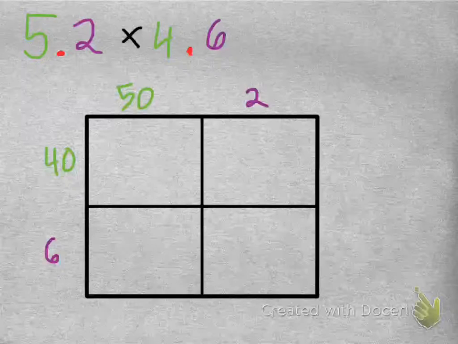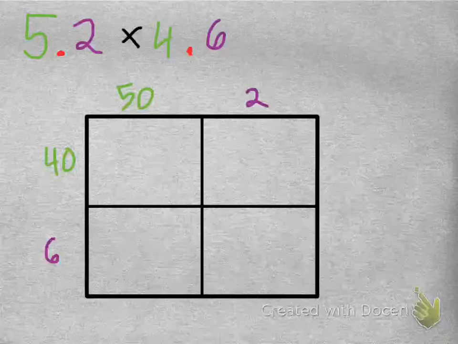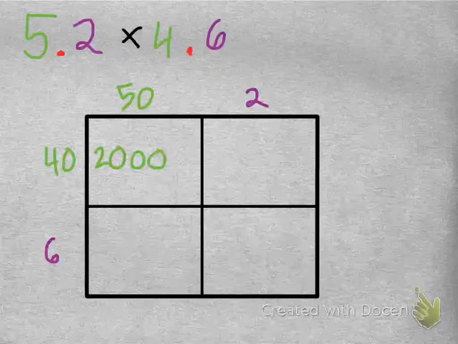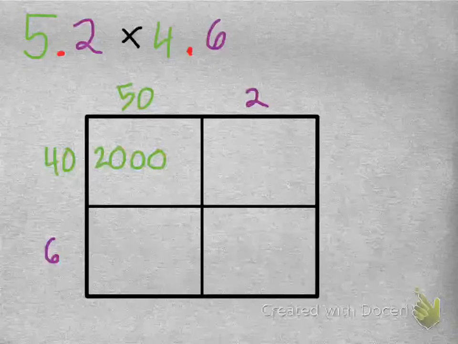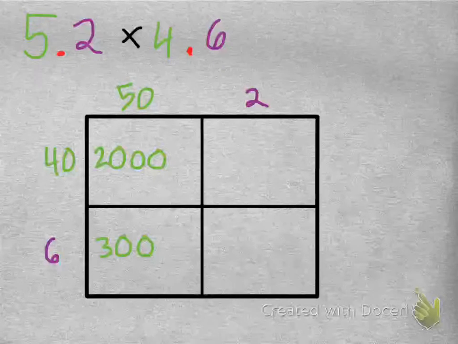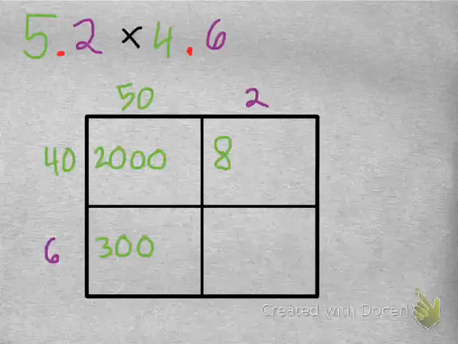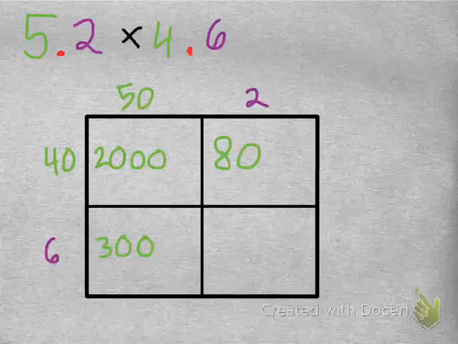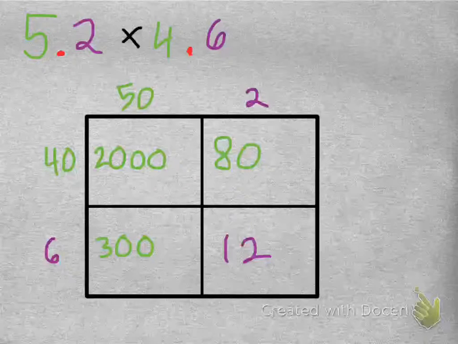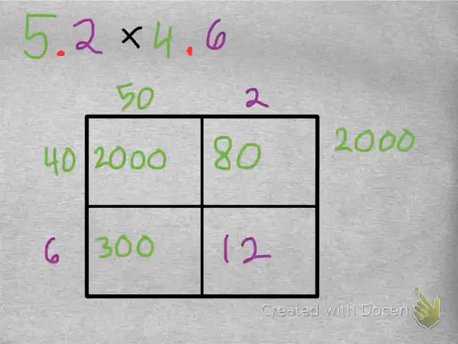And now I just multiply like I would normal with the box method. 4 times 5 is 20, with 2 zeros behind it, 1 from the 50 and 1 from the 40. 5 times 6 is 30, with 1 zero from the 50. And then 4 times 2 is 8, with the 0 is 80, and 6 times 2 is 12. Add up my partial products.